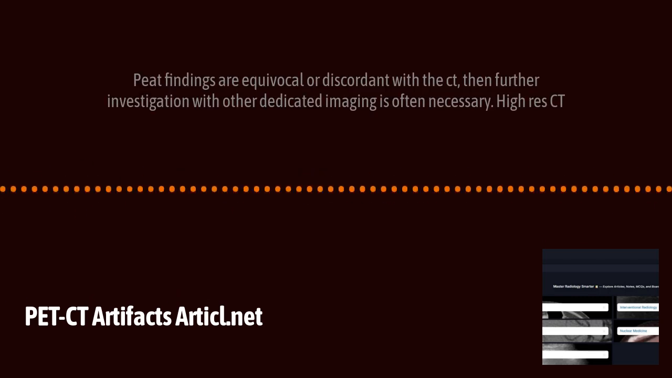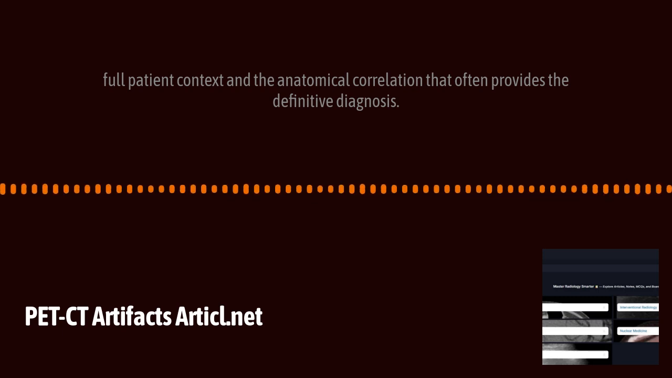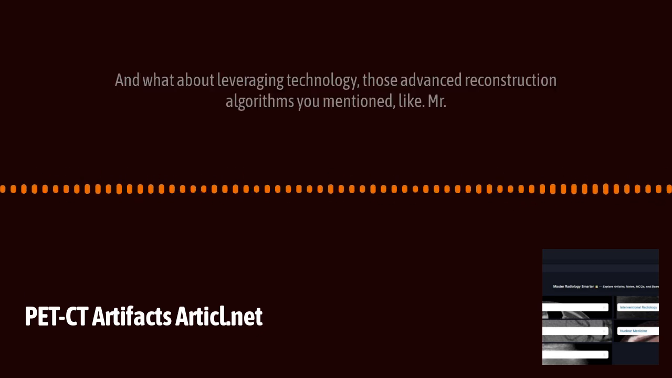So when it's tricky, if the PET findings are equivocal or discordant with the CT, then further investigation with other dedicated imaging is often necessary. High-res CT for a suspicious lung spot, MRI for iffy spinal cord uptake, or maybe a shoulder finding. Ultimately, it's the combination, the uptake pattern, the full patient context, and the anatomical correlation that often provides the definitive diagnosis. And what about leveraging technology, those advanced reconstruction algorithms you mentioned, like MAR?